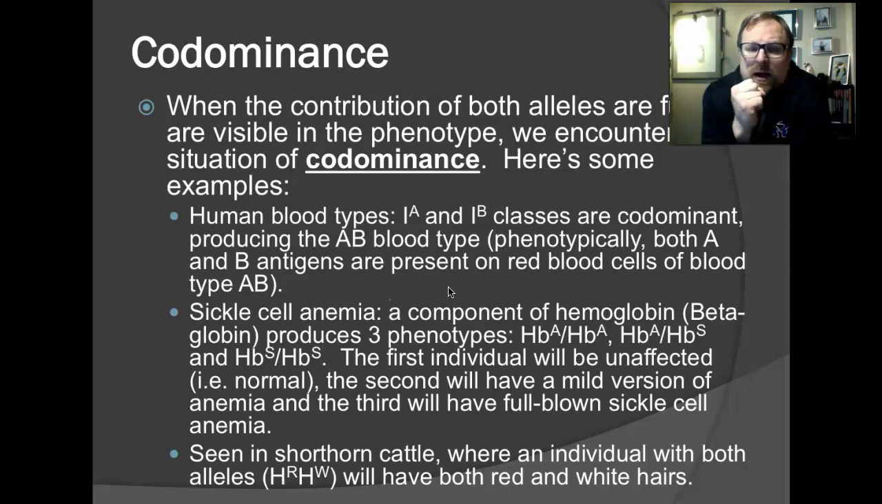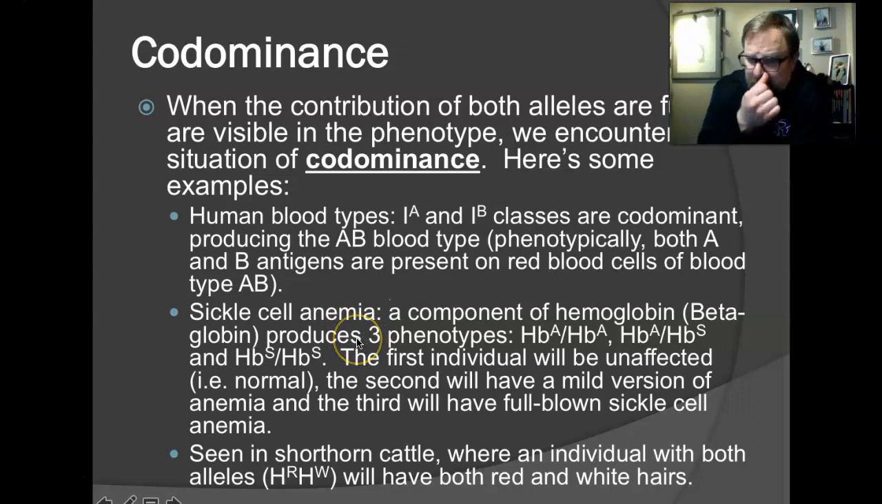Where this comes from is codominance. If an individual ends up heterozygous, and the I is just what we use to represent the blood in this case, if we have an individual that has both IA, so the A antigens, and the B antigens, they have type AB blood. And so they will have both antigens present on their red blood cells. Okay, so that's an example of that.